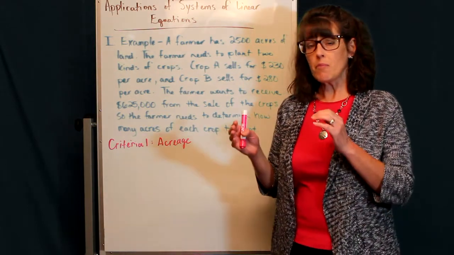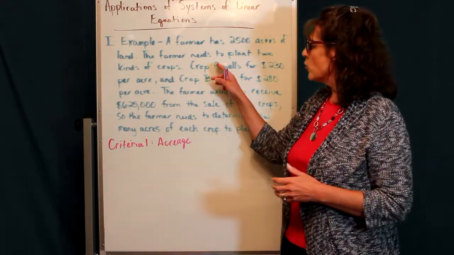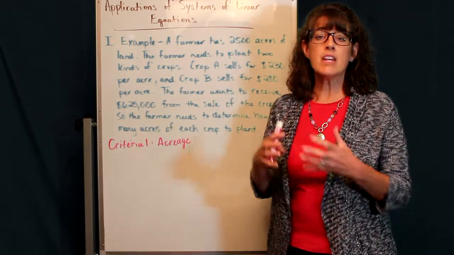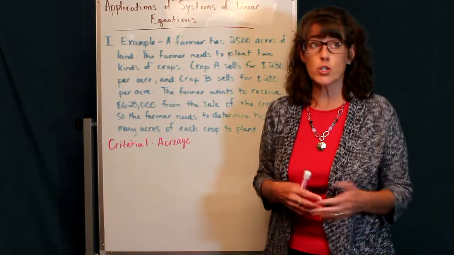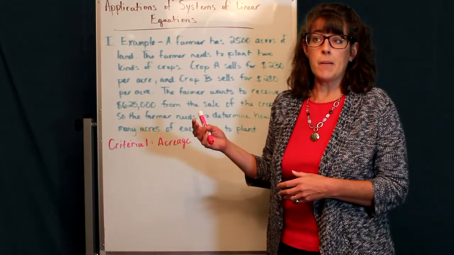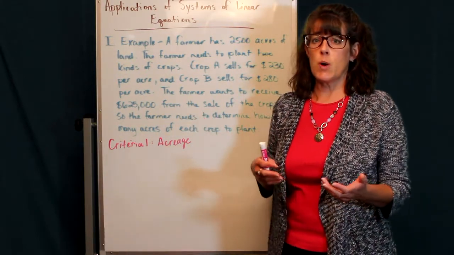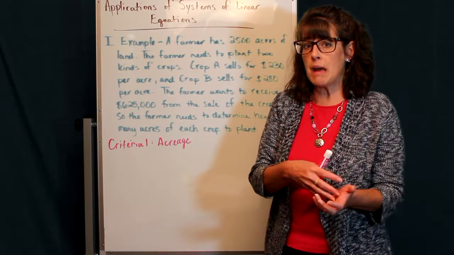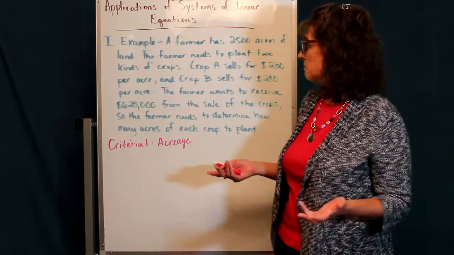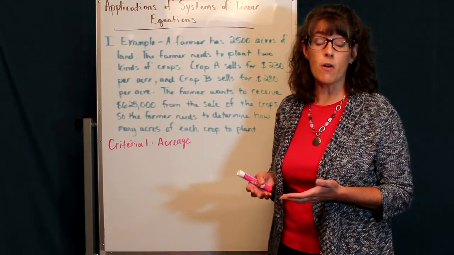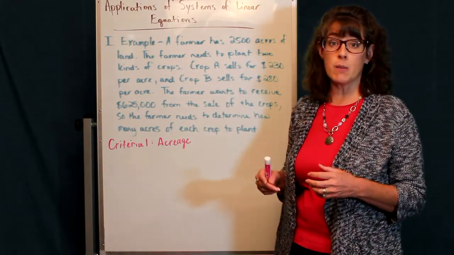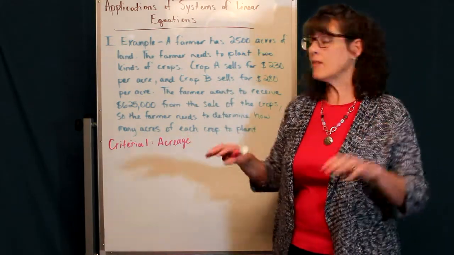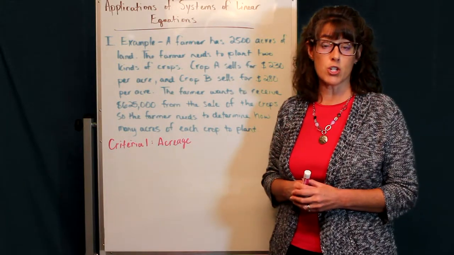Now, the next question is this. Do crop A and crop B have any kind of relationship? In other words, like is crop A three times as much as crop B? Or is crop B four times as much? Or do I add a certain amount to crop B to make crop A? Or anything like this happening? No, there is nothing said about that at all. The only thing that we know about these two crops is the amount of money that's made off of them and the fact that when we plant them, we've got 2,500 acres to use.